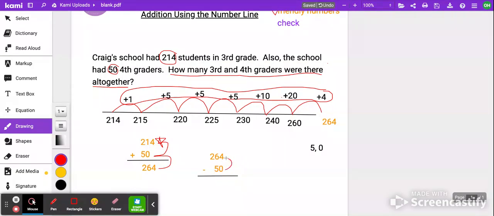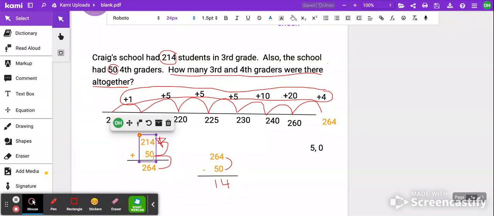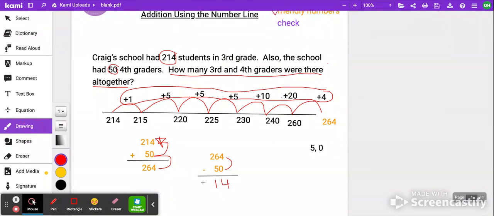4 minus 0 is 4. 6 minus 5 is 1. And hold up 1 second. I don't want to confuse you. Let me make sure I move this 5 over. Okay, because that 5 is in the tens place. So here we go. We have 4 minus 0 is 4. 6 minus 5 is 1. And now the 2, we just simply can go ahead and bring down.